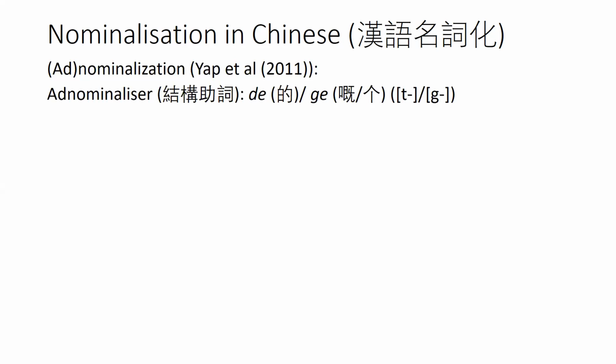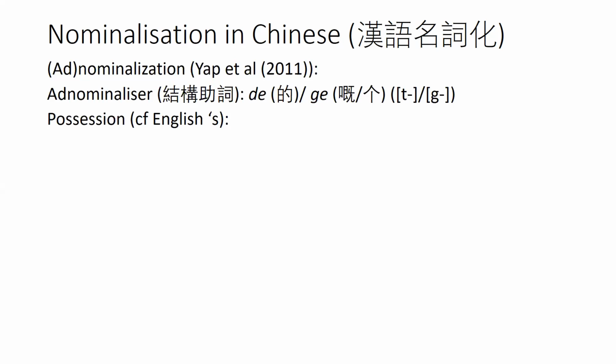there are certain morphemes that are called adnominalisers, 結構助詞, that consist mainly of de and ge. So Mandarin de and Cantonese ge. So the de and ge morphemes are the ones that have been used for this type of function. And these morphemes have two main functions.